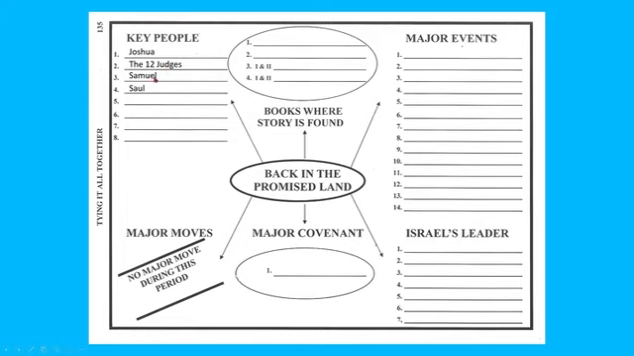Samuel was the last of the tribal leaders, and then we had the kings. Saul was the first king anointed. David was the second king anointed. Solomon was the third king anointed.